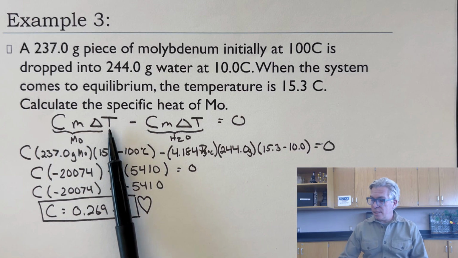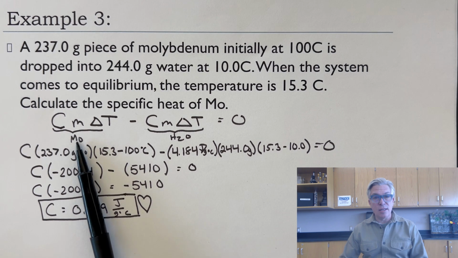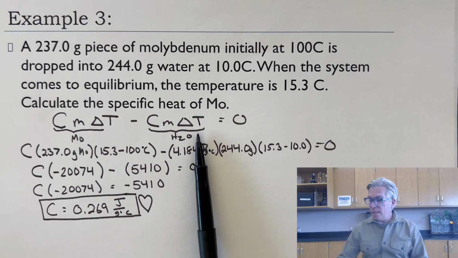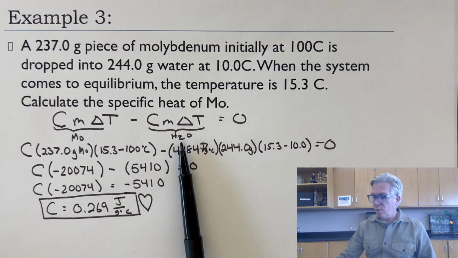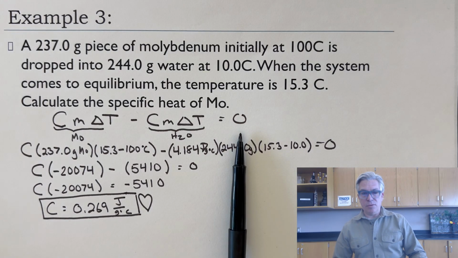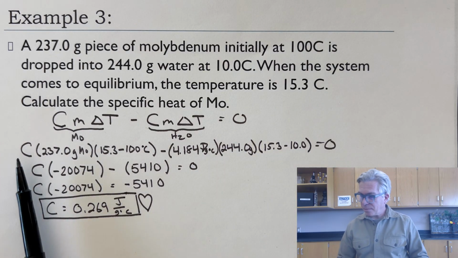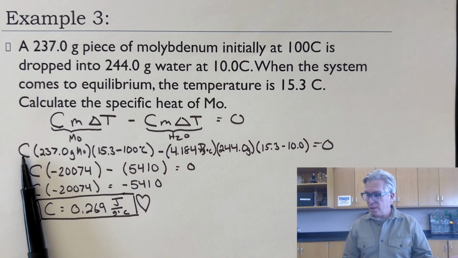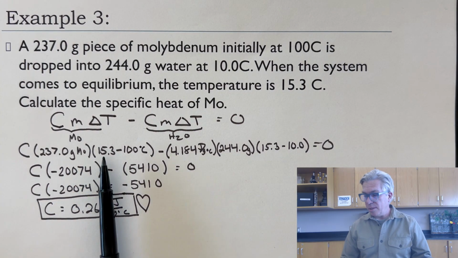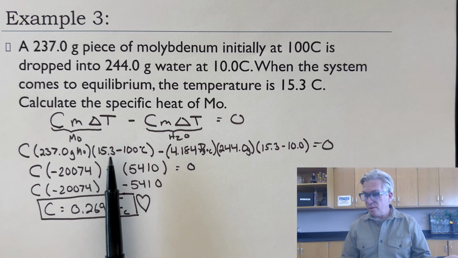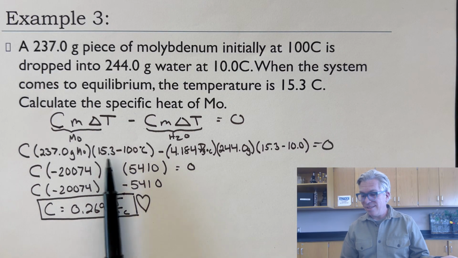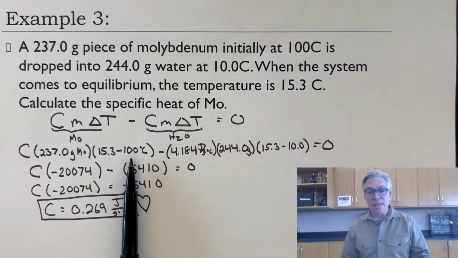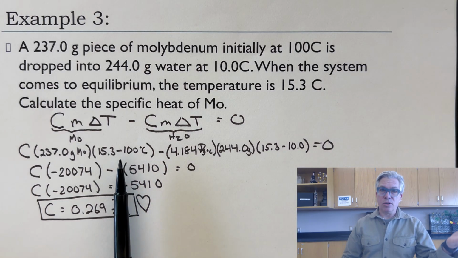So what I do is Cm delta T for one, and I'm just going to assign the molybdenum to one side. Cm delta T for the other side, which is the water, and we're going to add it up to 0. So watch what happens to the negative signs. C, we're solving for C. I don't really know this yet, so I'm just going to leave it blank, but I do know the mass of molybdenum and the temperature change, which was final minus initial. That's going to give me a negative number, but that's okay because it's dropping in temperature. It's going in the negative direction.